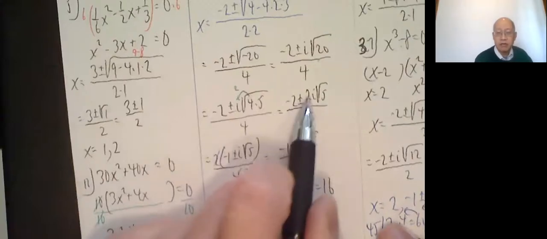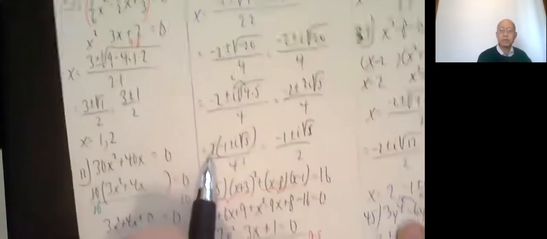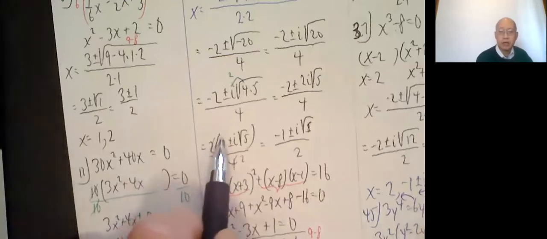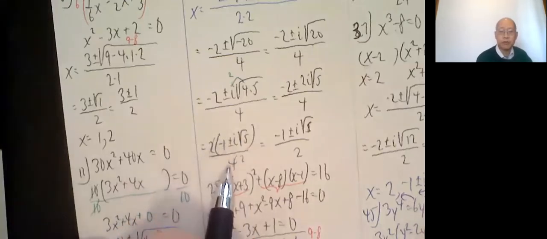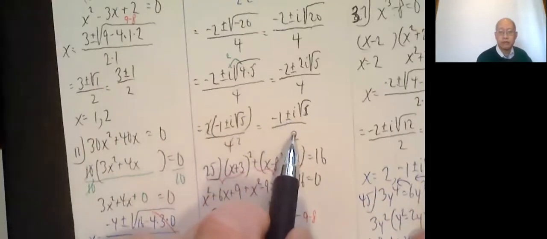Since I see an even here, even here, even here, you can reduce. So factor out the 2 on top. 2 parentheses, -1 plus or minus i radical 5 over 4. Cancel the 2 with the 4, leaving me with a 2 in the bottom. -1 plus or minus i radical 5 all over 2.